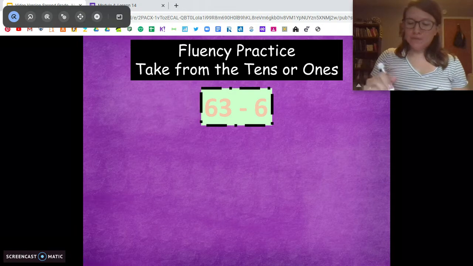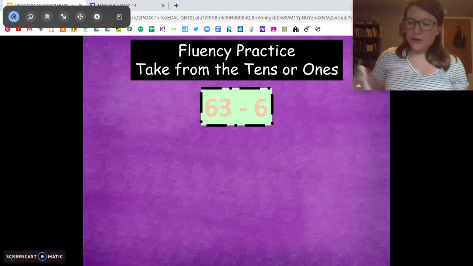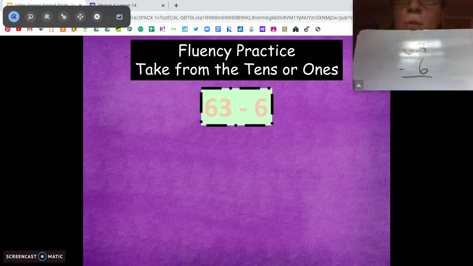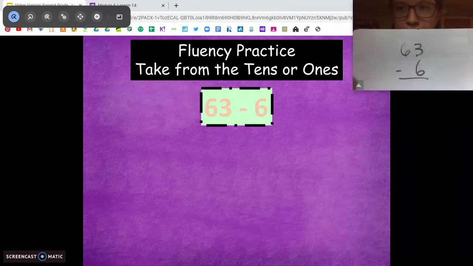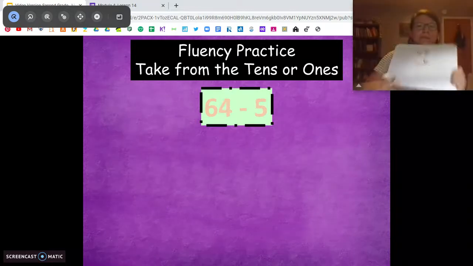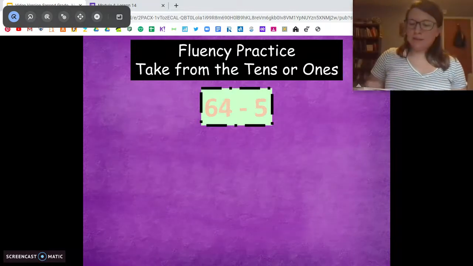Good. 63 minus 6. I'll write it in vertical form for you. You can write it on your paper. Can we take from the ones or do we have to take from the tens? Yeah, we have to take from the tens. 64 minus 5.